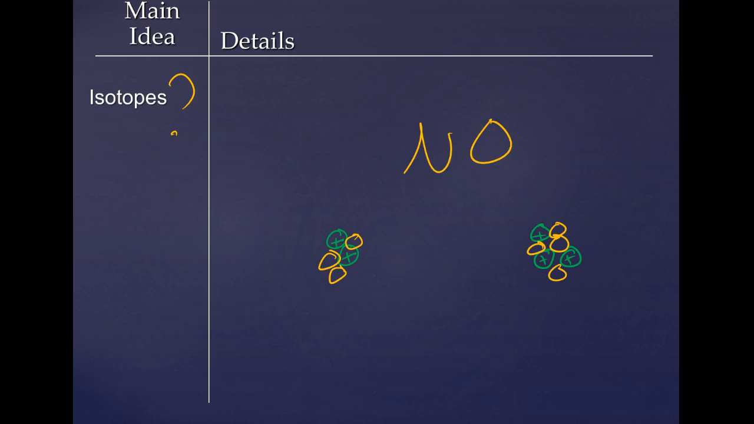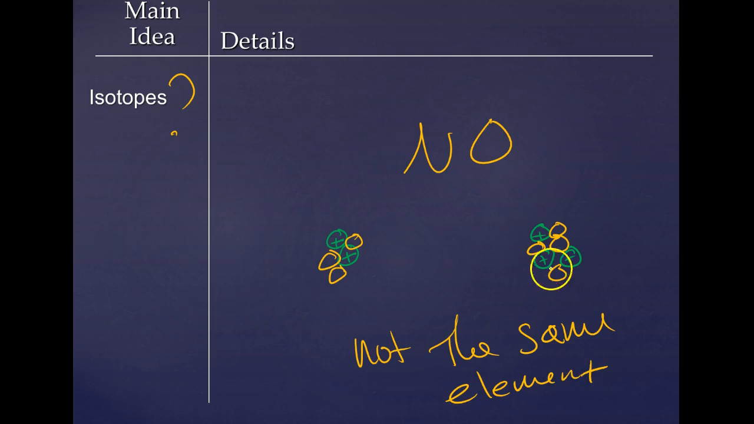And the reason why is because they have a different number of protons. They are not the same element because of the number of protons. 1, 2, 3 here, and only 2 here. They do have different numbers of neutrons, which is a requirement, but they have a different number of protons, so they must not be the same element.